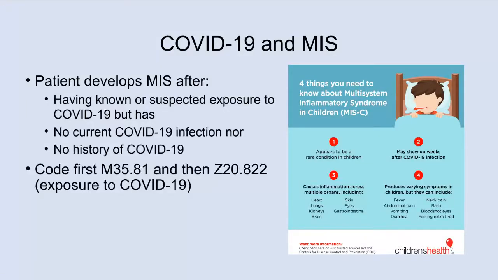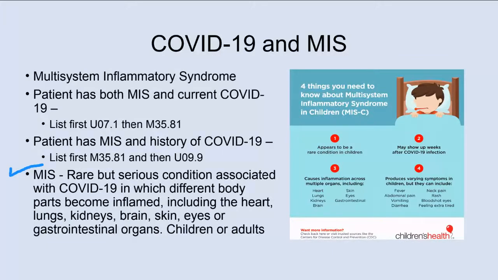So guidelines say, wait a minute, if the patient has both MIS and a current COVID-19 infection, list first U07.1 and then the code for the MIS, M35.81. If the patient has MIS and a history of COVID, list the MIS first and then U09.9. And we're going to talk more about that code. That's long-term COVID, and we're going to talk more about that later.